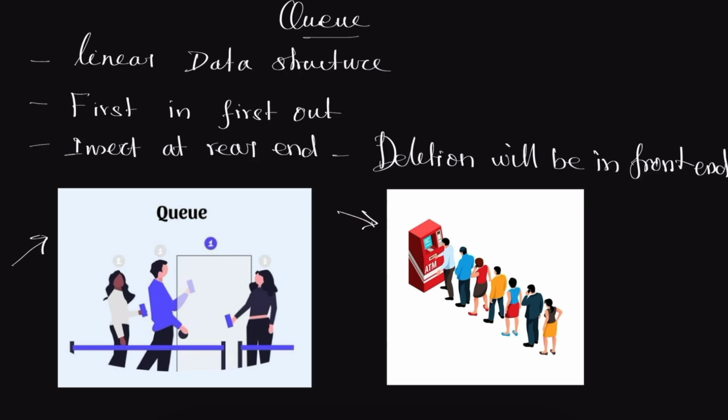There are two ends. One is called the front and the other is the rear. The insertion will happen at the rear end and the deletion will happen at the front end. So these are the basic qualities of a queue.